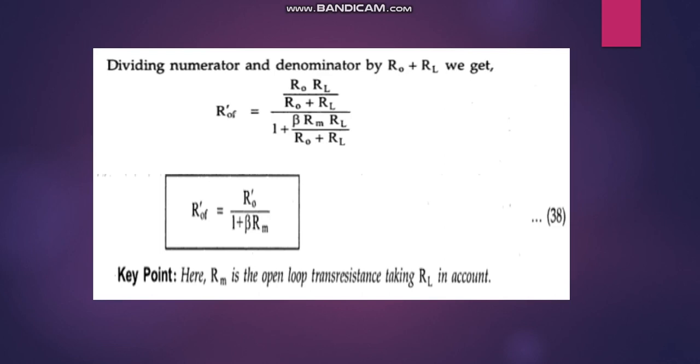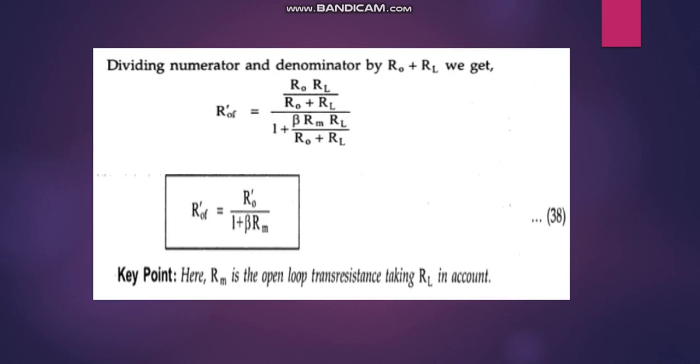In the denominator, R naught plus RL divided by R naught plus RL cancels, that is equal to 1, plus the remaining term we are writing. In the division we are writing R naught plus RL. So we know R naught into RL divided by R naught plus RL, that is the parallel combination R naught dash, divided by 1 plus beta into capital Rm, that is not small rm, that is beta into capital Rm, in the 38th equation.